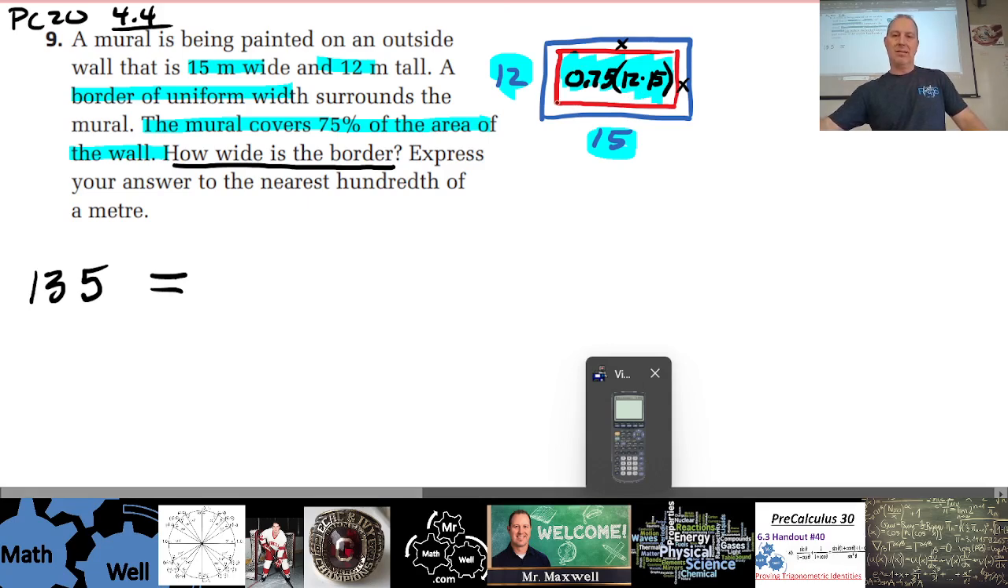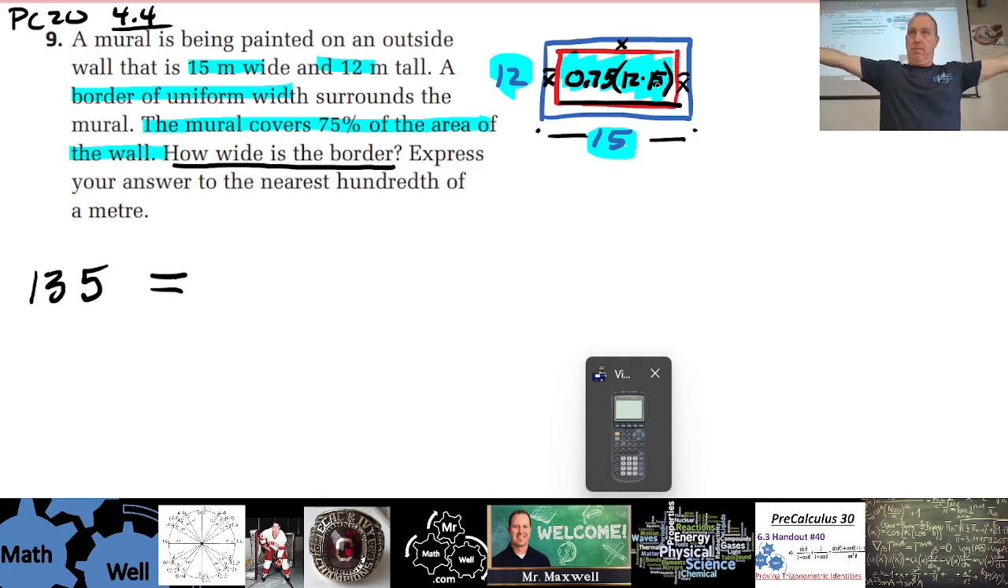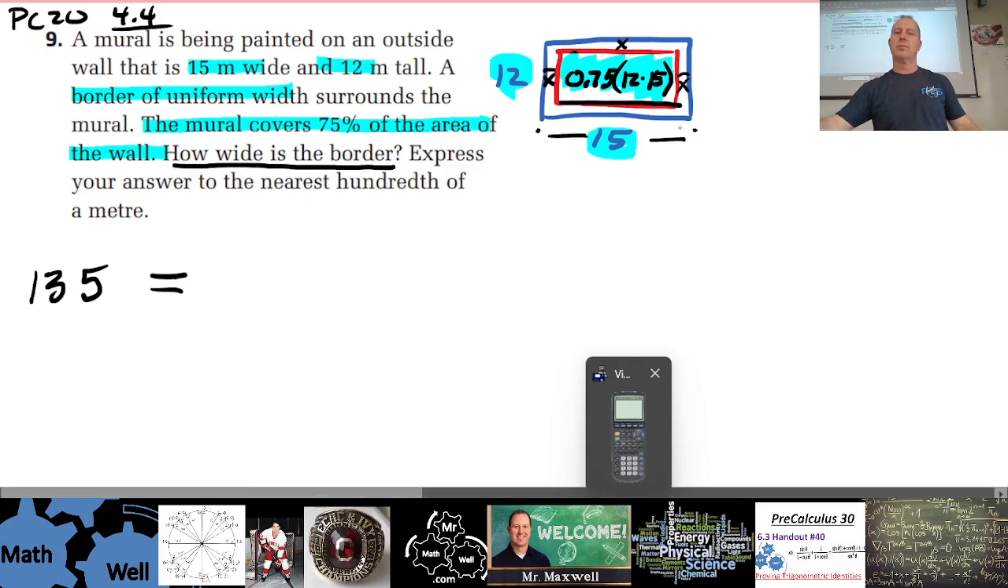Well, the width, or this long part here, what's this long part going to be? Notice I have an X width here and an X width here, and the total wall is 15. So what is going to be the width of the mural? Yeah? 2x, maybe, or is it 2x or x squared plus 0.75 times 12? Okay. Let me pause there for a second. What you said was maybe 2x or x squared times this area.